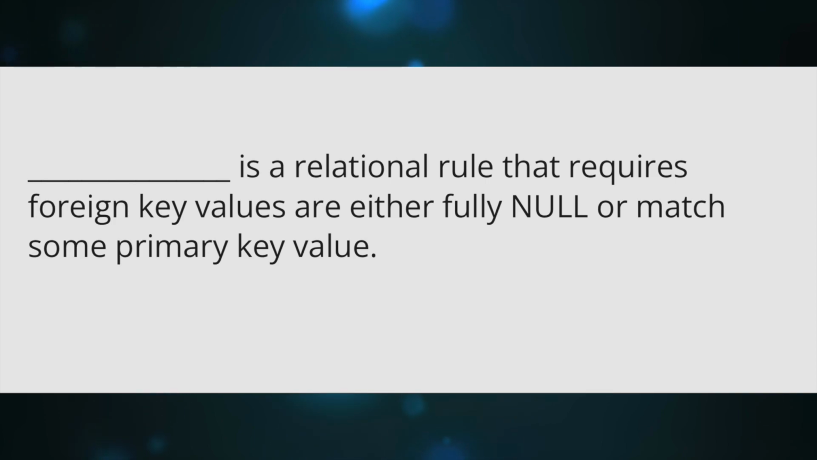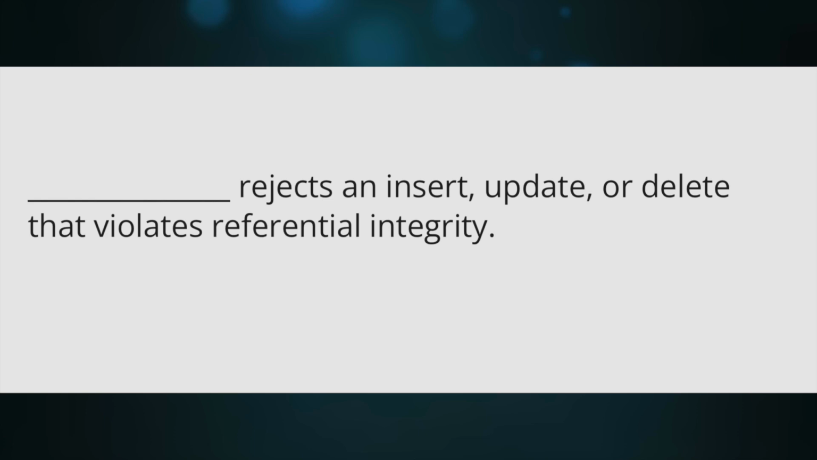So referential integrity is a relational rule that requires foreign key values are either fully null or match some primary key value. And I think that the person that put together this set is maybe just digging a little deeper, because this does sound like the other definition. Maybe they had a problem or a question, they might have taken the test a couple of times and they're just trying to get that deeper knowledge, which I understand. Okay, so let's go to the next one. So blank rejects an insert, update, or delete that violates referential integrity.